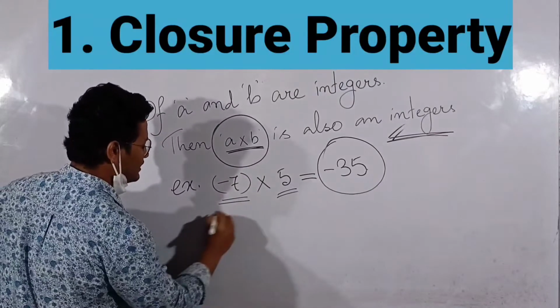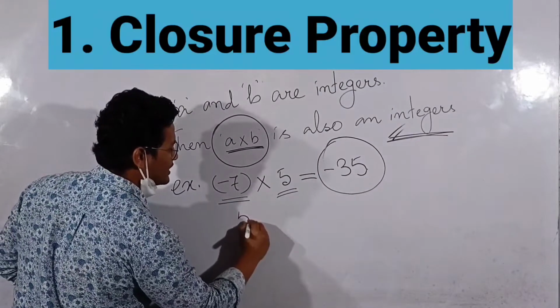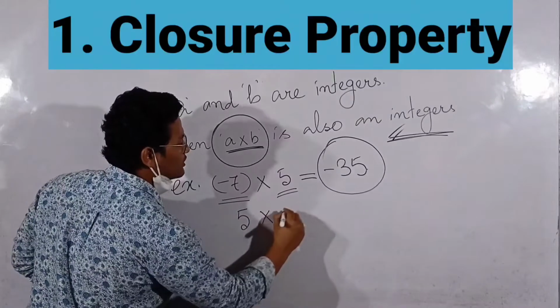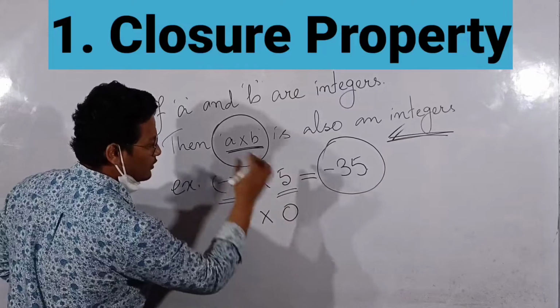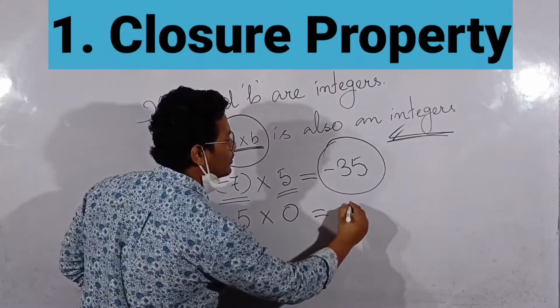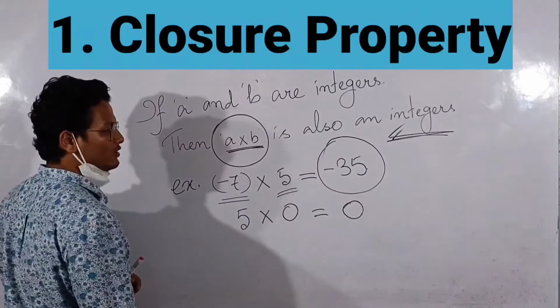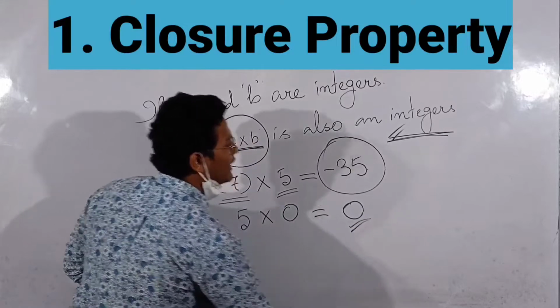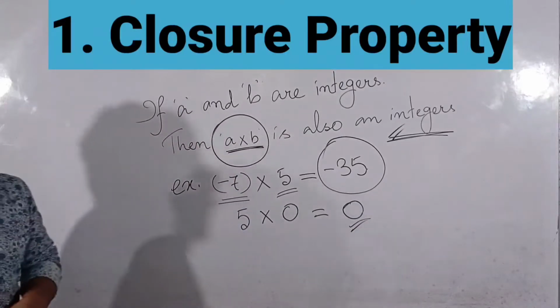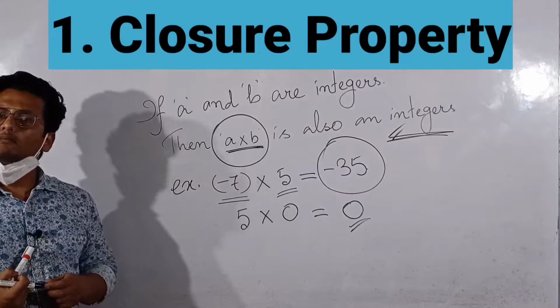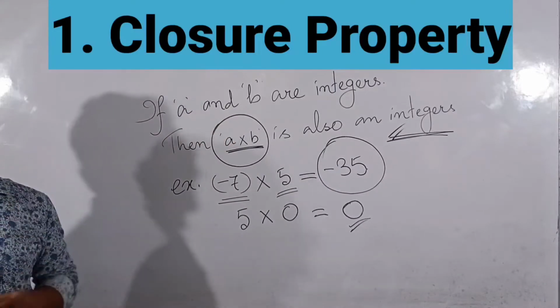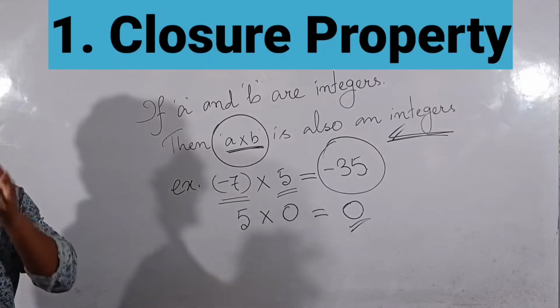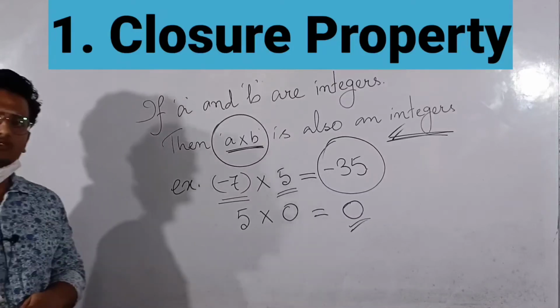Taking another example, we take 5 as an integer into 0. 0 is also an integer, right? So when you multiply these two integers, what do we get? We get 0, which is also an integer. The closure property, property number 1, implies that when two integers are multiplied, the product is also an integer. Now let's move to the next property.